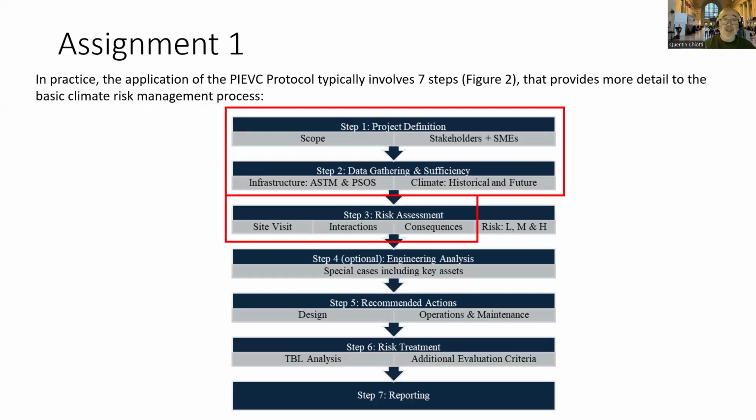Okay, so this is really what we're trying to focus on in assignment number 1. Scope. Who are your stakeholders? How do we identify our assets? What are the climate issues in the past that we've got to be concerned about? Should we do a site visit? And if we were to do one, what 3 sites would we visit? What are the interactions between our assets and our climate hazards? And then what are the consequences?